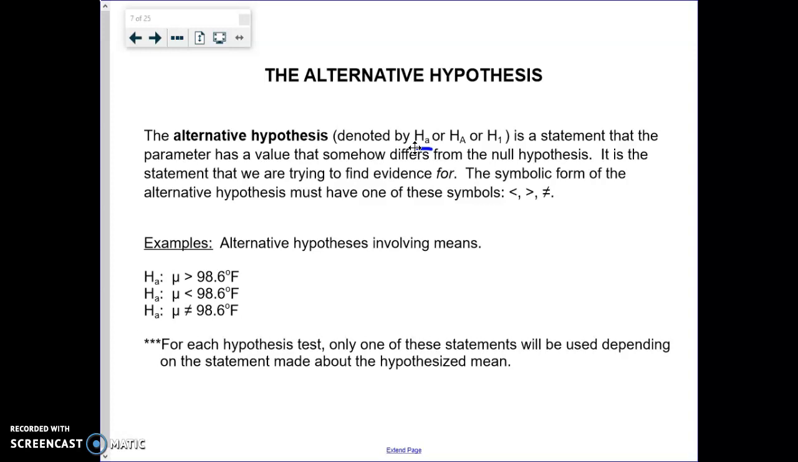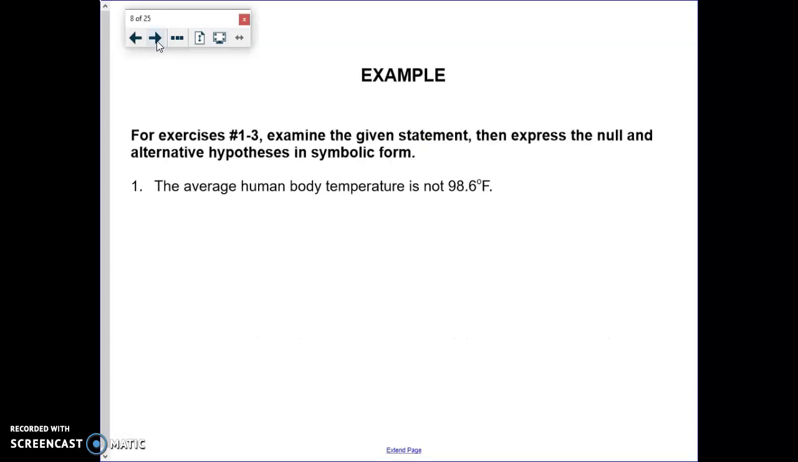So you're going to write the null hypothesis, which is a statement of equality, and then the alternative hypothesis, which is a statement of inequality. Okay? So let's do this, because this is one of the harder things that people have to try to understand. I've got 3 examples here that I think I'll wait to go through on the next video, and we'll learn how to set up a null and alternative hypothesis in symbolic form for some given statements. Okay? We'll do that on the next video.